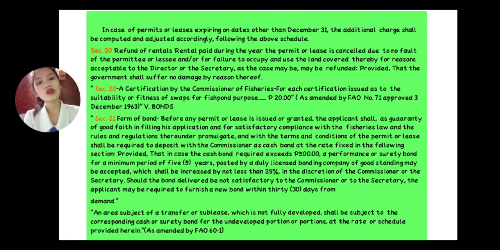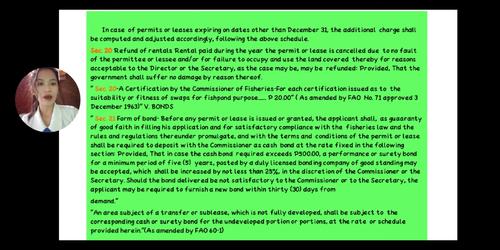So Section 21. Form of bond. Before any permit or lease is issued or granted, the applicant shall, as guarantee of good faith in filing his application and for satisfactory compliance with the fisheries laws and the rules and regulations thereunder promulgated, and with the terms and conditions of the permit or lease, be required to deposit with the commissioner a cash bond at the rate fixed in the following section, provided that in case the cash bond required exceeds 500 pesos, a performance or surety bond for a minimum period of 5 years.